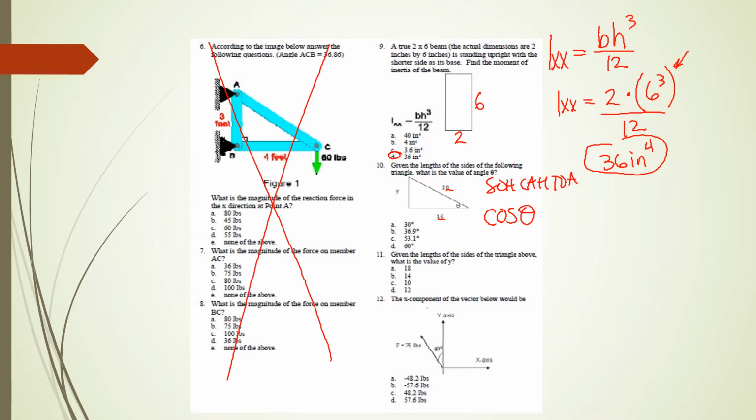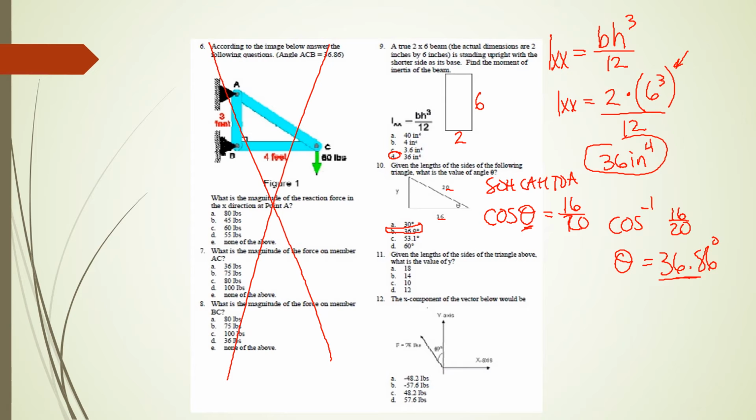So the cosine of theta is equal to your adjacent over your hypotenuse, which is 20. So you're trying to find theta. So all you really have to do is do the inverse cosine of 16 divided by 20. And that's going to give you 36 point, I get actually 36.86 in my calculator. So 36.9 looks like it's going to be the answer.